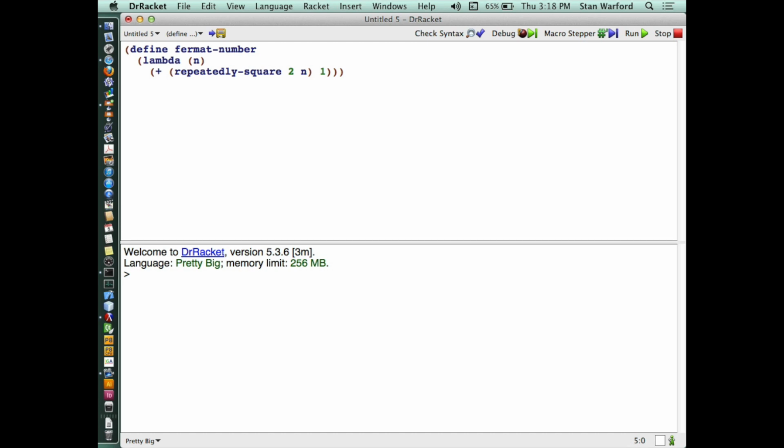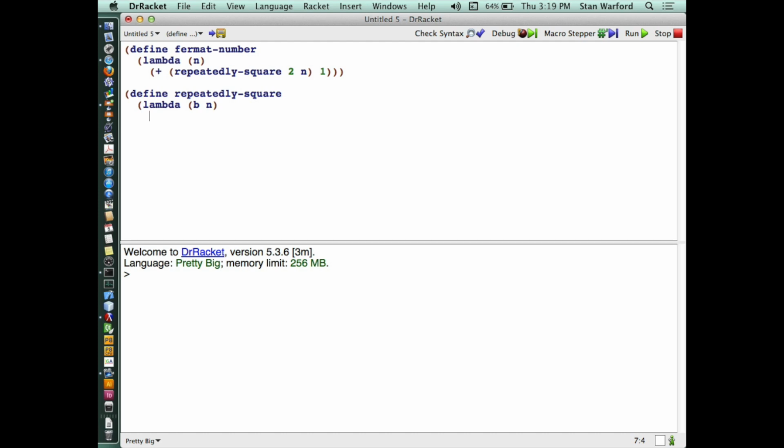Okay. Now, what did we say? So let's define repeatedly square, and what always goes here? Lambda. And how many parameters does repeatedly square have? We just looked at it. It has 2, so let's call them B and N.